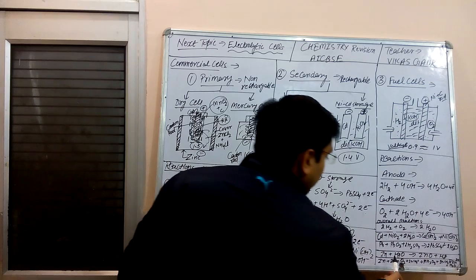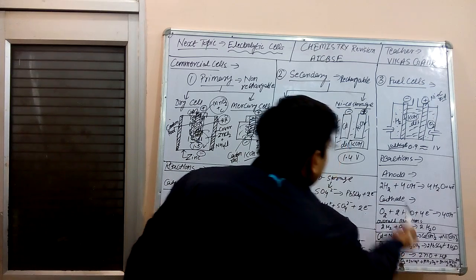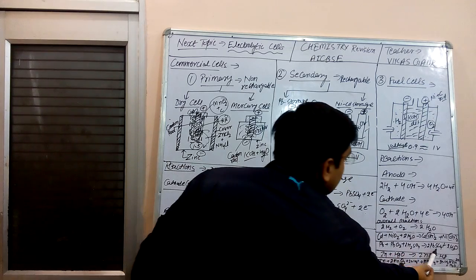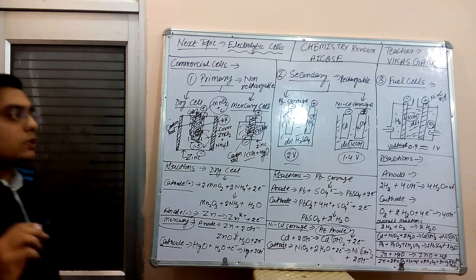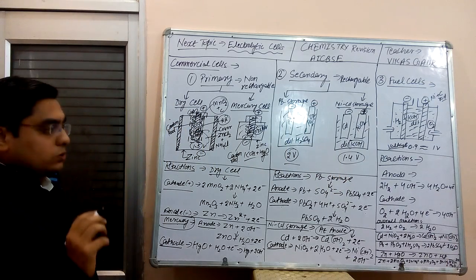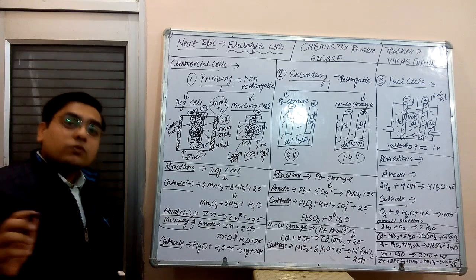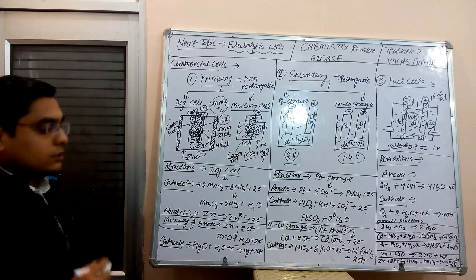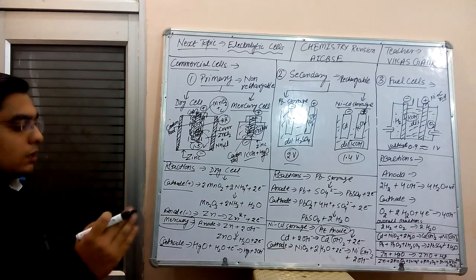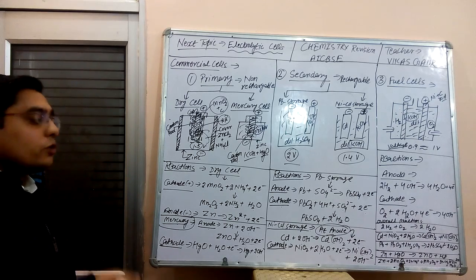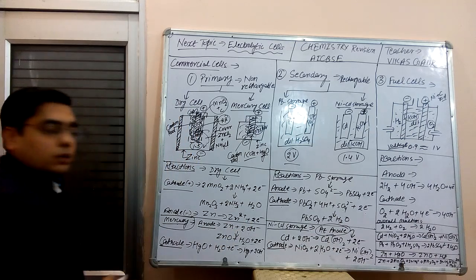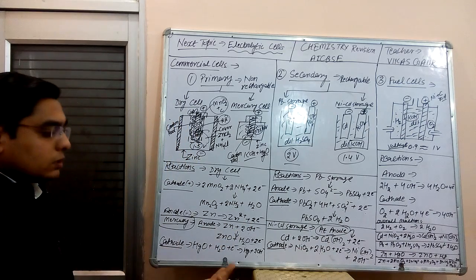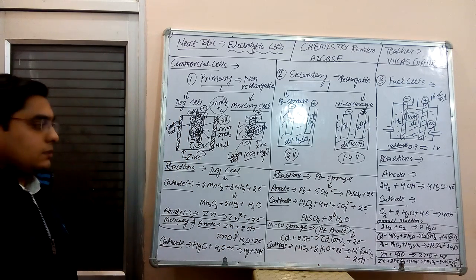Overall reaction, it forms Cd(OH)2 and Ni(OH)2. Means KOH की concentration जो है वो constant रहती है. That's why it is used, because with the change of concentration, voltage gets changed. And again, this is discharging. During recharging, this one is cathode, this one is anode, and the reactions are reversed. Reactants become products and products become reactants.